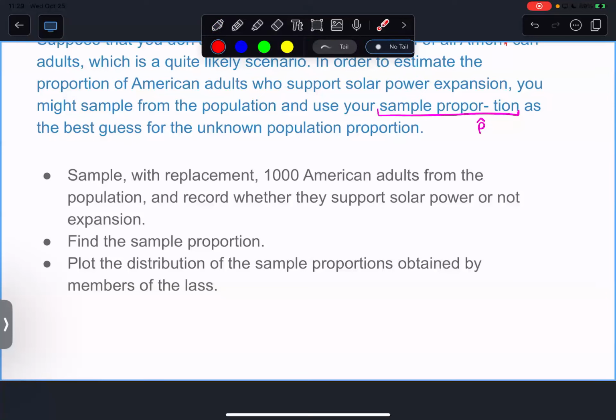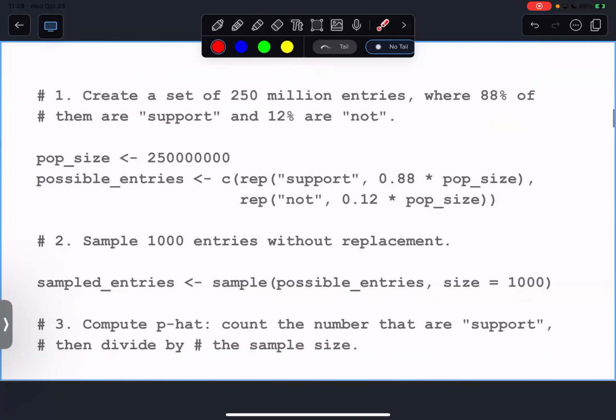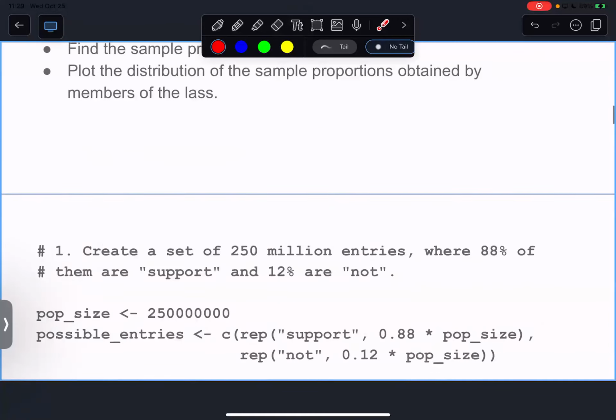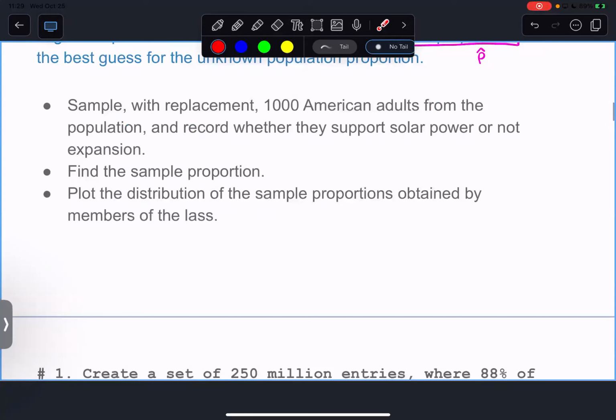So I've got this example, but don't be turned off when we go to the next slide that looks like that. I included it just for fun, but you can ignore it. The idea is this. Each of you samples with replacement 1,000 American adults from the population. That's no small task. I'm making all of you do it, and record whether they support solar power or not.